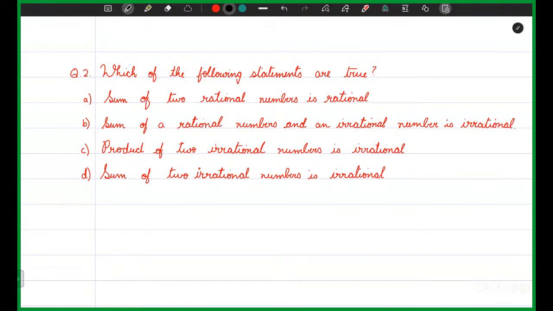Sir, A, B, and D. A and B, sir. Yes, sir, I also think A and B only. So A, B, and D. A and B would be the right answer, sir. Why not D?